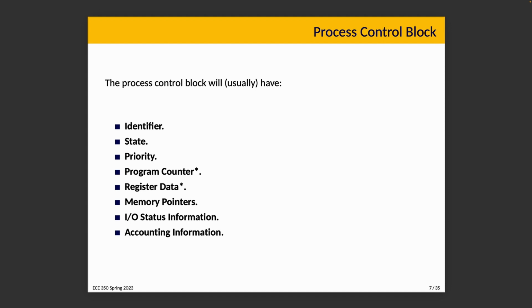Now we have program counter and register data, and these are marked with a little asterisk, which is our way of saying these are not always kept up to date. They're just updated when needed. State changes whenever state needs to change, but the program counter is only updated when the state of this process is being saved, because we are currently running it and we need to switch to a different thread or a different process. That's when we would update the program counter and the register data as a place to save it.